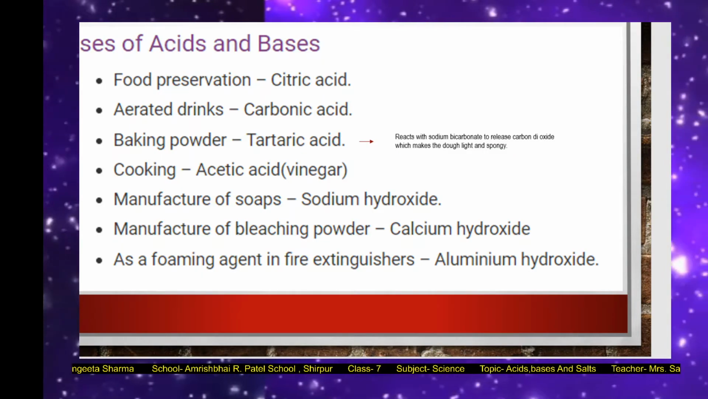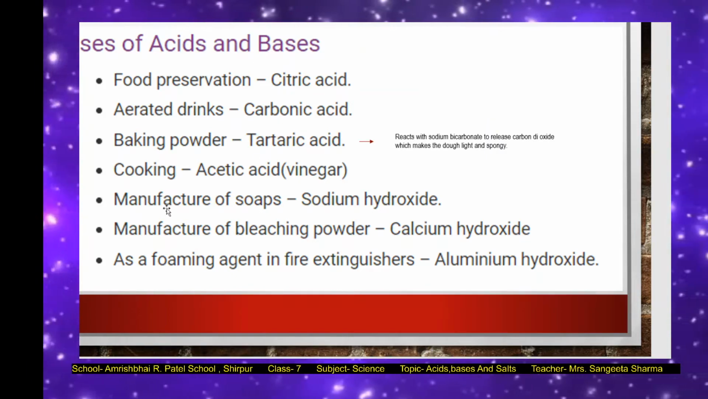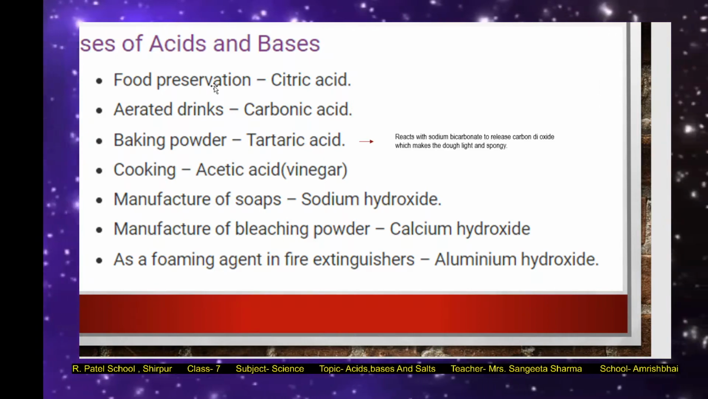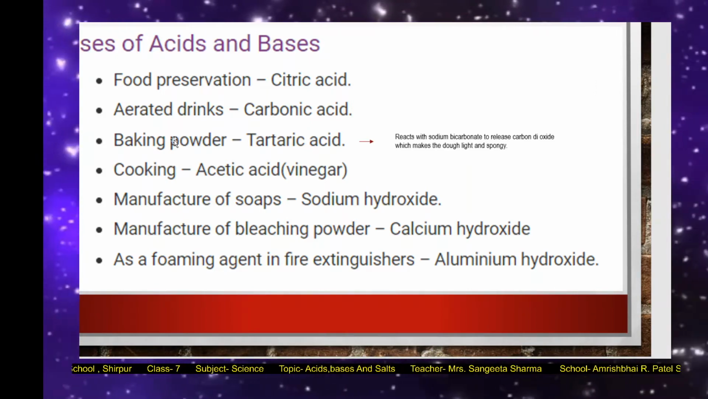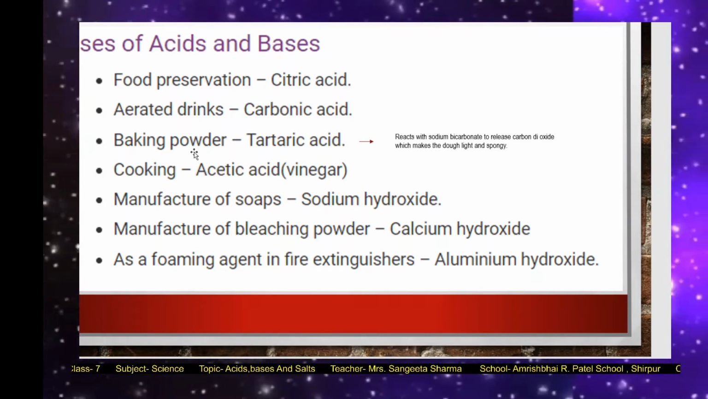Now uses of acids and bases. I have mentioned some uses of acids and bases here. Like we use citric acid in food preservation, carbonic acid in aerated drinks, and tartaric acid in baking powder.